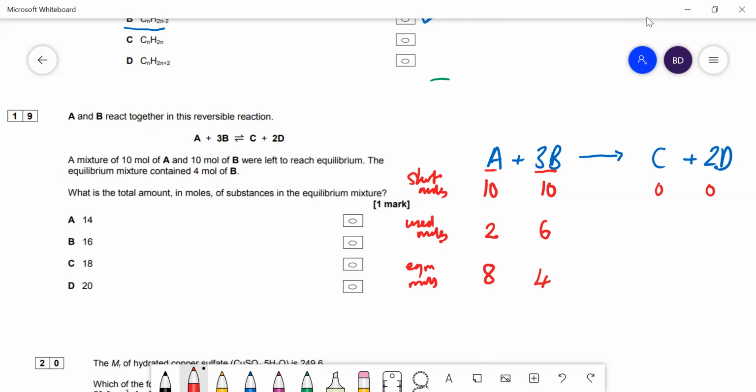Right, now every time we use 1 mole of A, we're going to make 1 of C, so that means we've got 2 of C at the end. And every time we use up 1 of A, we are going to make 2 of D, so that means we've got 4D. So the total moles at the end is 8 plus 4, that's 12, plus 2 makes 14, plus 4 makes 18 moles. So the answer there is C.